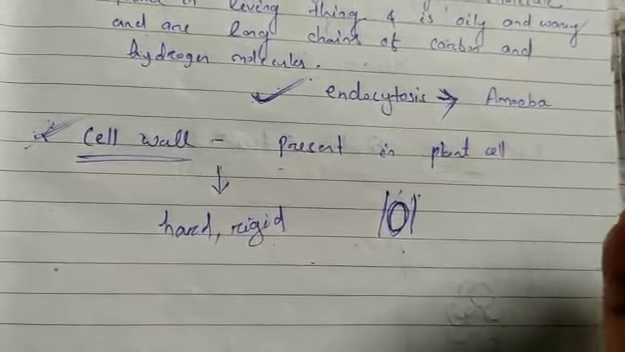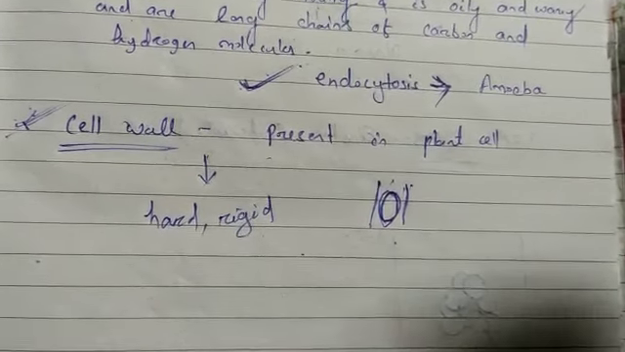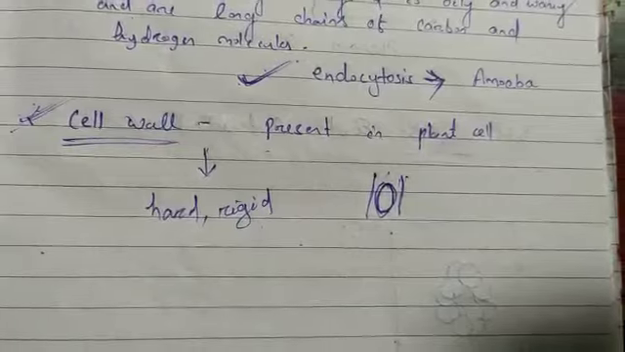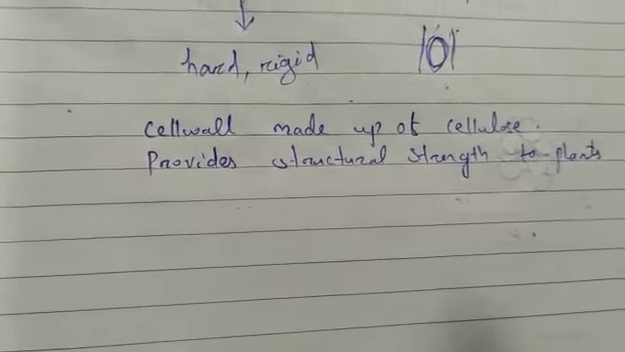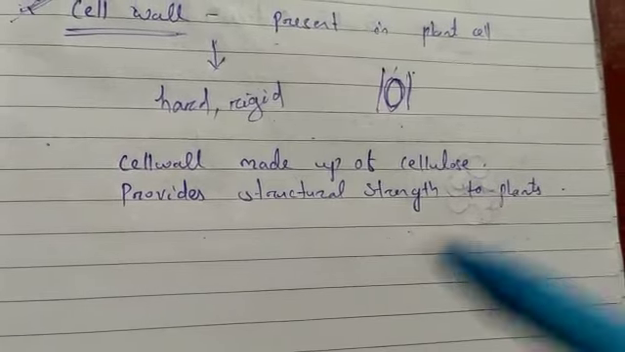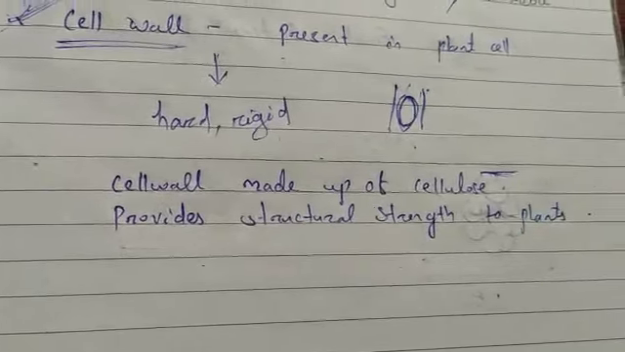The plant cell wall is mainly composed of cellulose. Cellulose is a complex substance and provides structural strength to the plants. So the cell wall is made up of cellulose, and cellulose provides structural strength to the plant.